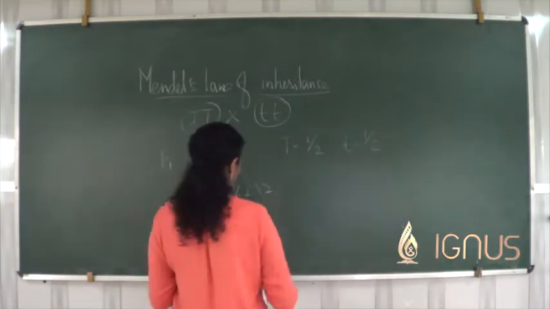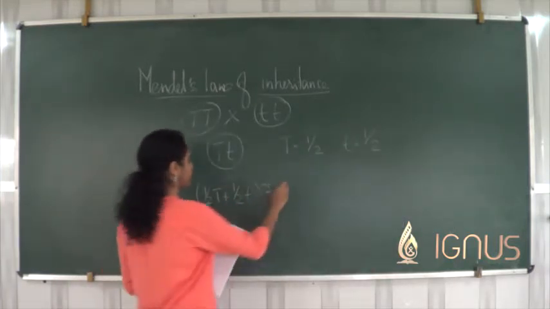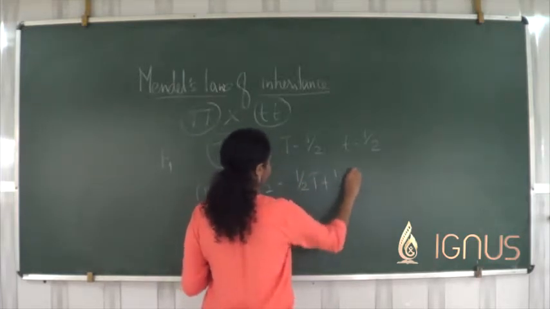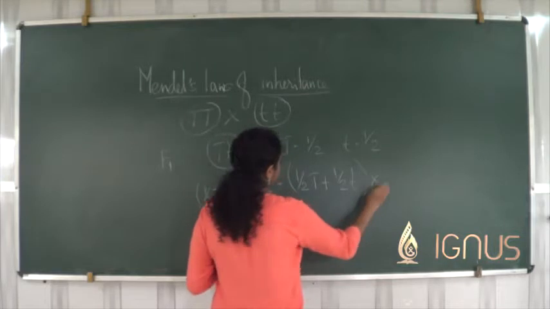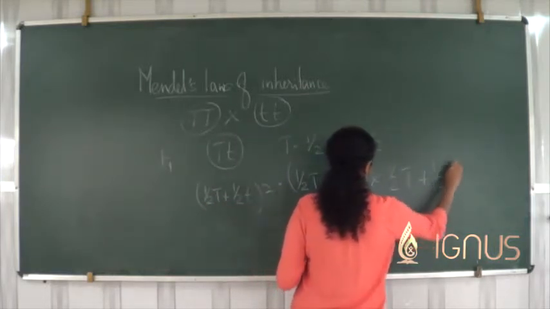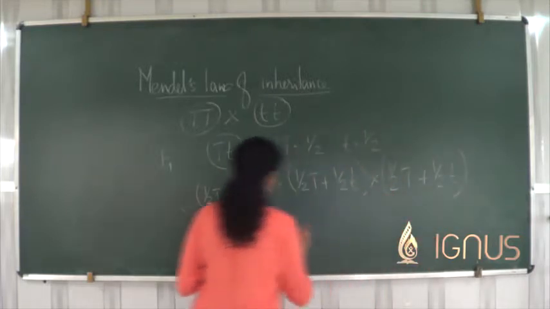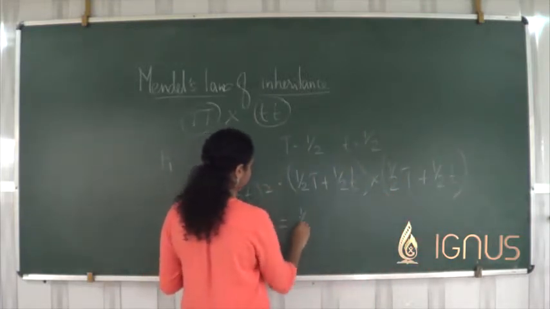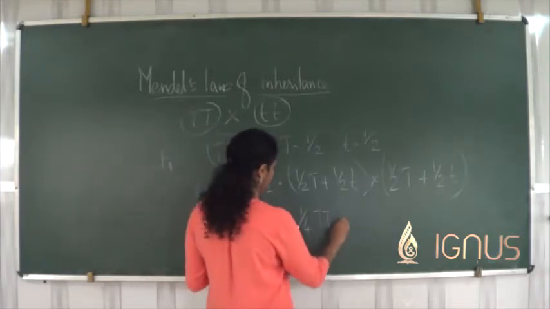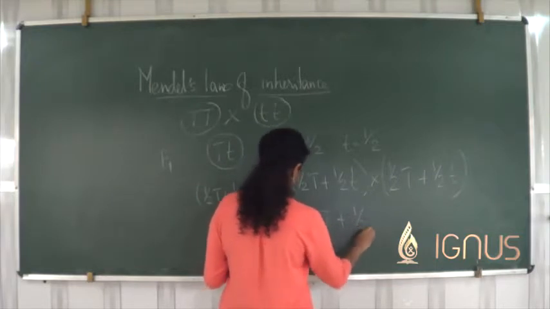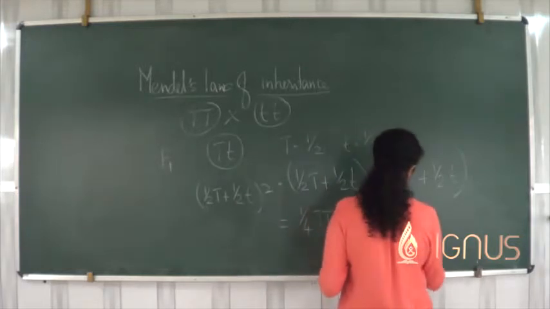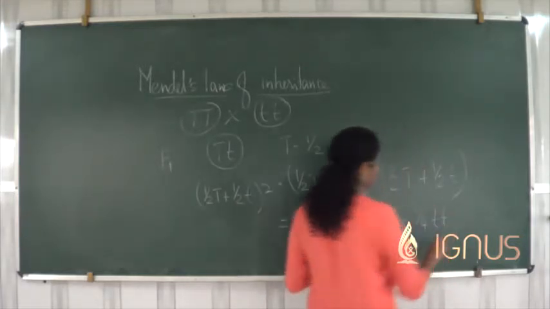So solving the equation, you would get half capital T plus half small t multiplied by half capital T plus half small t. And the answer, of course, would be 1 by 4 capital T capital T plus half capital T small t plus 1 by 4th small t small t.